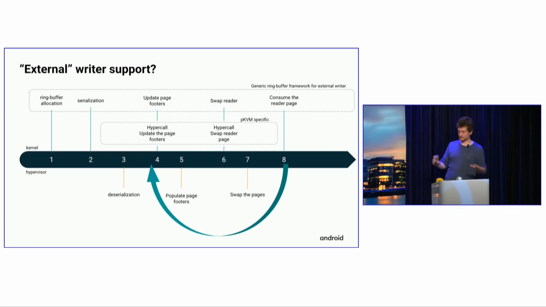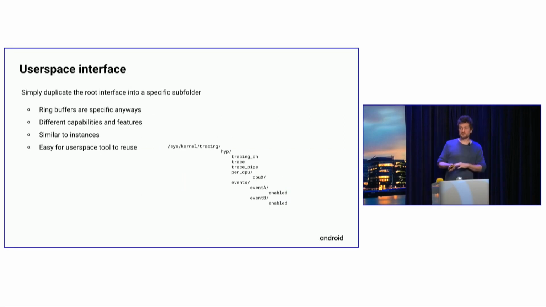So that's all for the low-level part, the ring buffer part. Now I'm going to talk a bit about the user space bits. In terms of user space interface, what seems to be the best approach is to simply have a separate folder, and in this folder we simply replicate the host tracefs interface. You have your file tracing_on, you have your file trace where you do a non-consuming read, you have your trace_pipe where you do a consuming read, the same version for per CPU, and the same for the events.